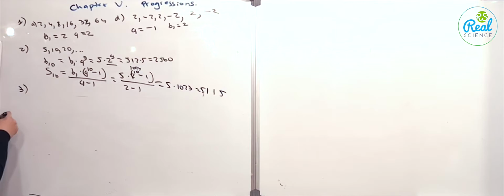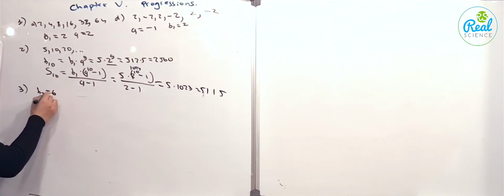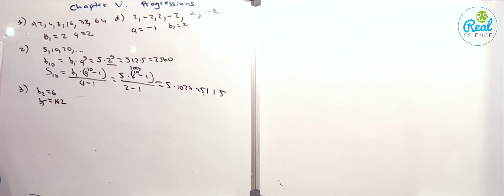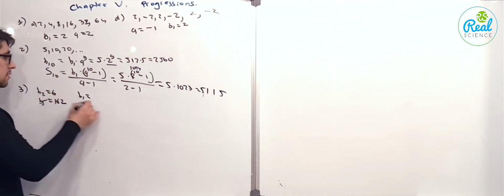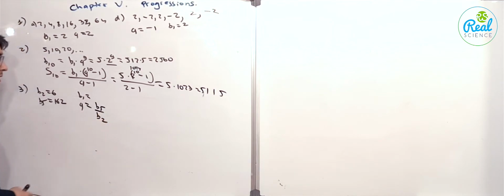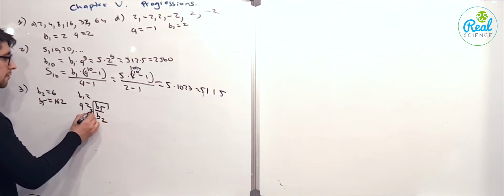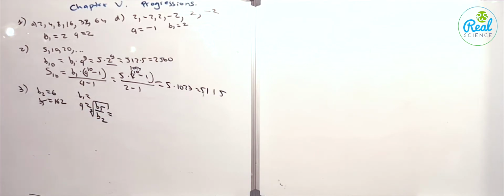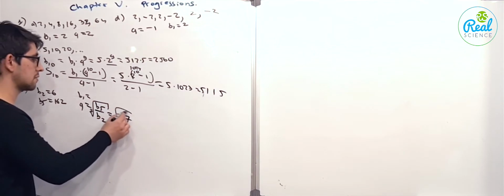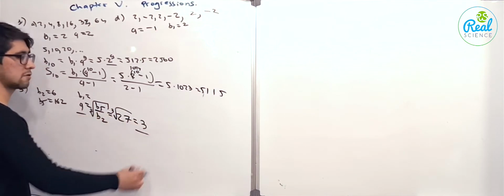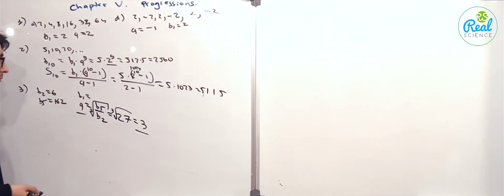Third one. In a geometric progression, your second term is 6, your fifth term is 162. Compute B1 and Q. So let's compute Q first. If you are dividing B5 by B2, what is the power of the Q? It means you have to take the cubic root to find your Q, right? So B5 divided by B2, what is the result? 27, right? Cubic root of 27 is 3. Your Q equals 3. Have you understood it? Okay, what about B1?